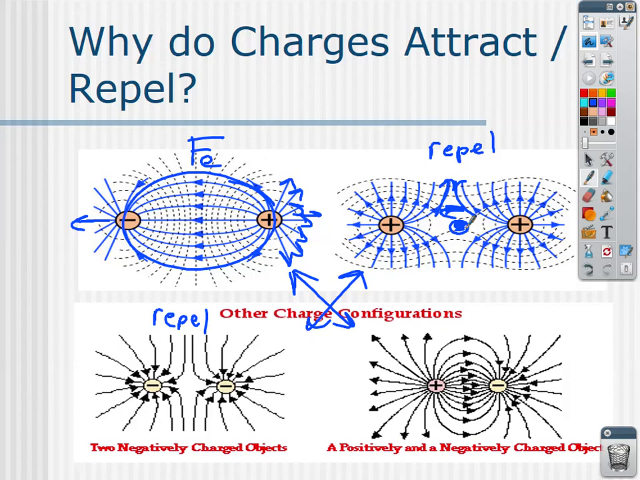Actually, never mind, that's not true. Incorrect statement there. I'm thinking of magnets. Magnets, that works. In the electric field, that could still work. They could still get attracted toward it.